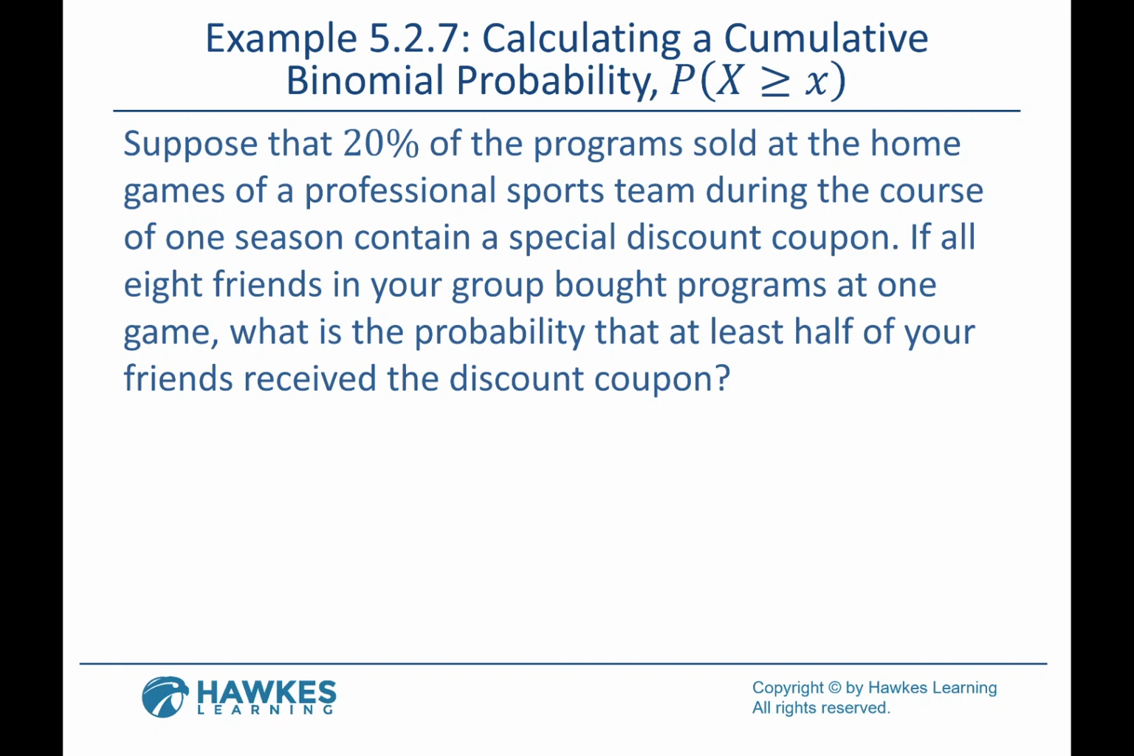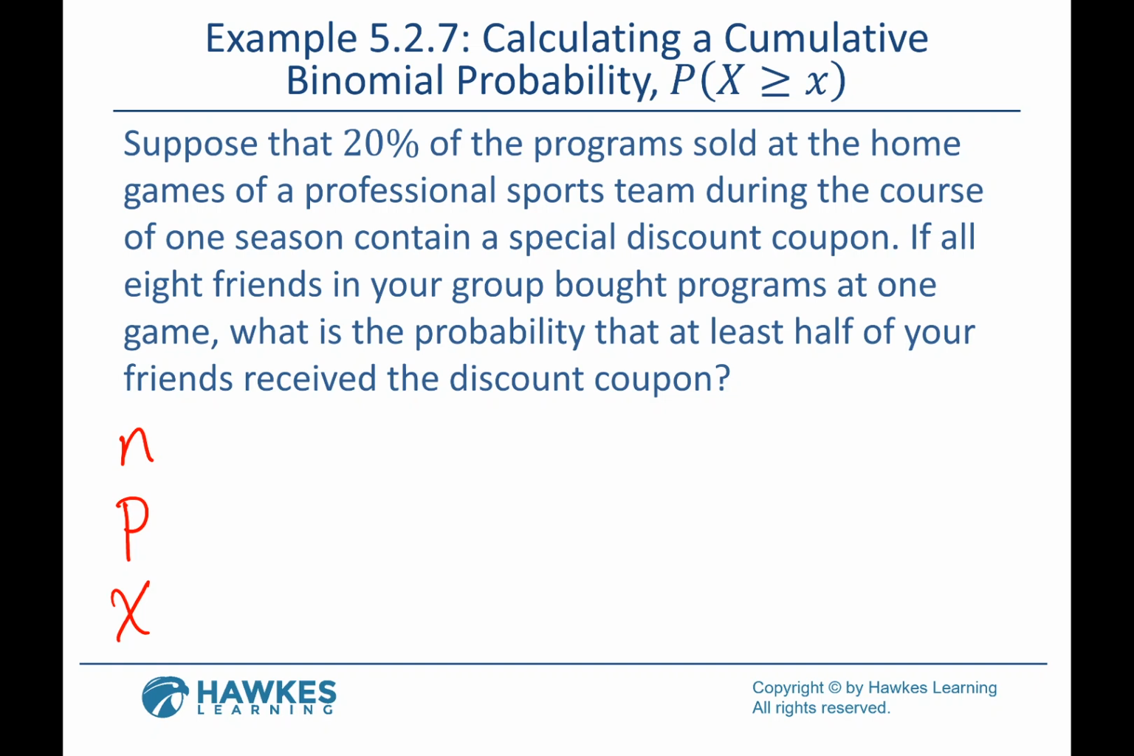All right, this one says, suppose that 20% of the programs sold at the home games of a professional sports team during the course of one season contain a special discount coupon. If all 8 friends in your group bought programs at one game, what's the probability that at least half of your friends received the discount coupon? So this is binomial because we either get the coupon or we don't. So we need n, p, and we need to figure something out about x.